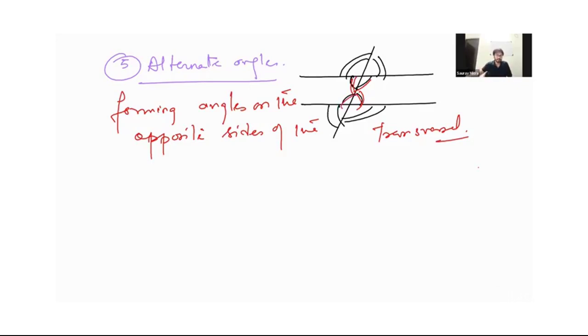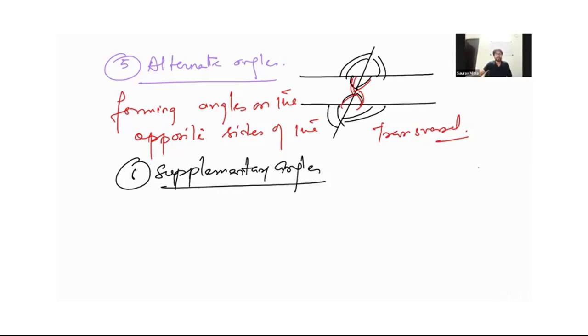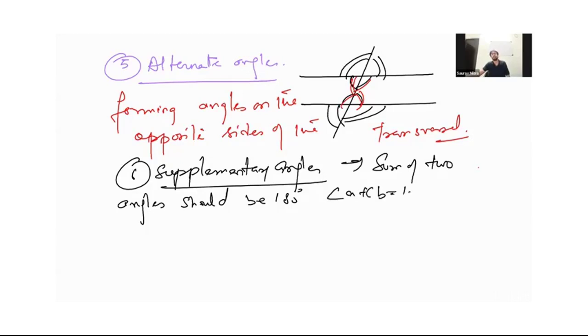Next definition is supplementary angles. For supplementary angles, the sum of two angles should be 180 degrees. That means if angle A plus angle B is 180 degrees, then they are called supplementary angles.